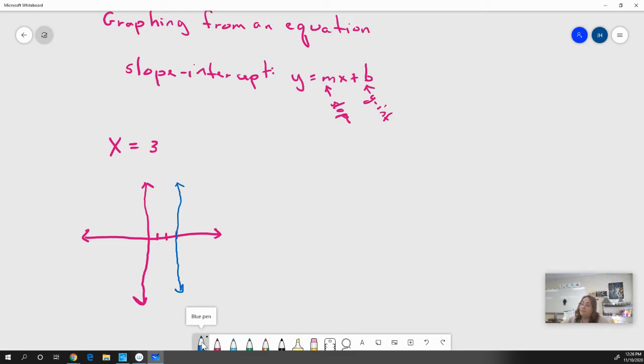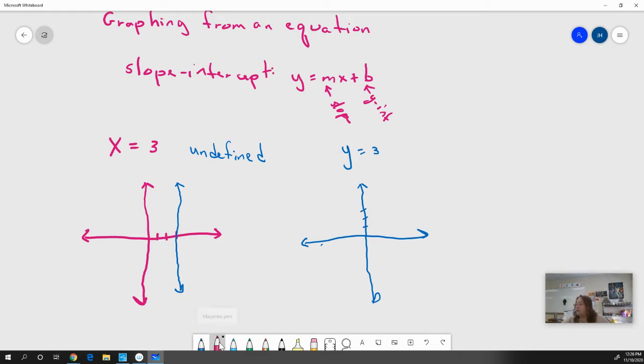When we think in terms of this, it has an undefined slope. When we have that straight vertical line, the slope is undefined. The other option that we have is, say I had y equals 3. Well, in this case, oh, look, my line's getting a little bit better. In this case, where y is 3, we're going to have a horizontal line that goes through it.